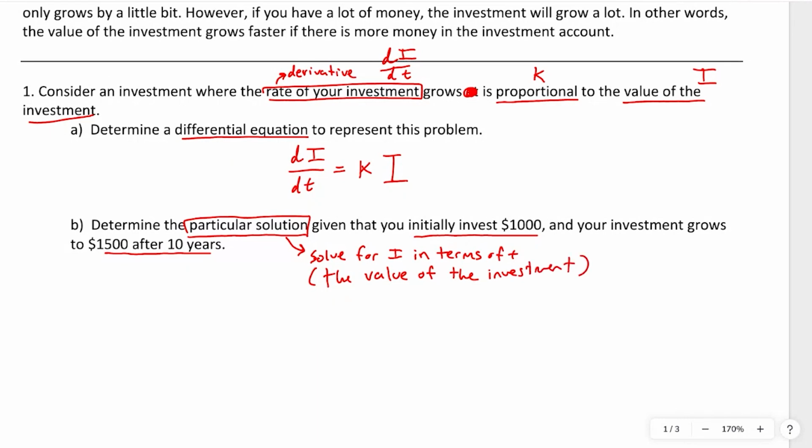And whatever the function ends up being, they gave us two implied points here. It says you initially invest $1,000. That means when t is 0, the I value, the value of the investment, is $1,000. Also, we know that the investment's worth $1,500 after 10 years. So (10, 1,500).